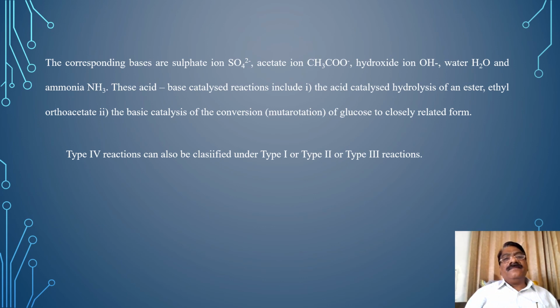These acid-base catalyzed reactions include, first, the acid catalyzed hydrolysis of an ester, ethyl orthoacetate. Second, the basic catalysis of the conversion of glucose to a closely related form. Type 4 reactions can also be classified under type 1, type 2 or type 3 reactions.